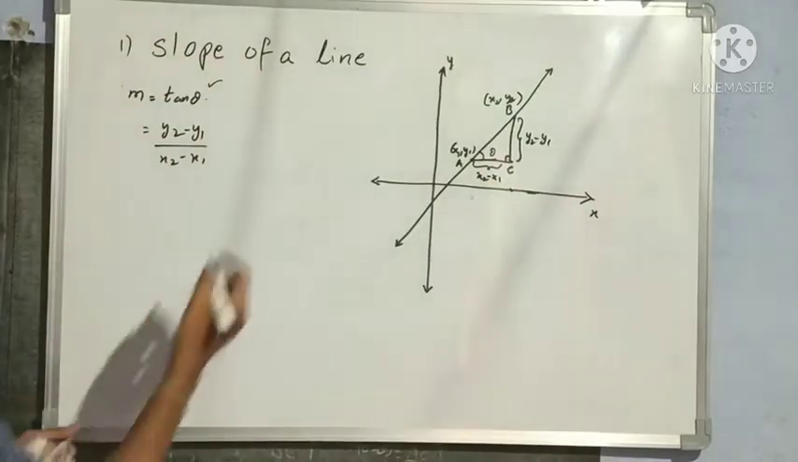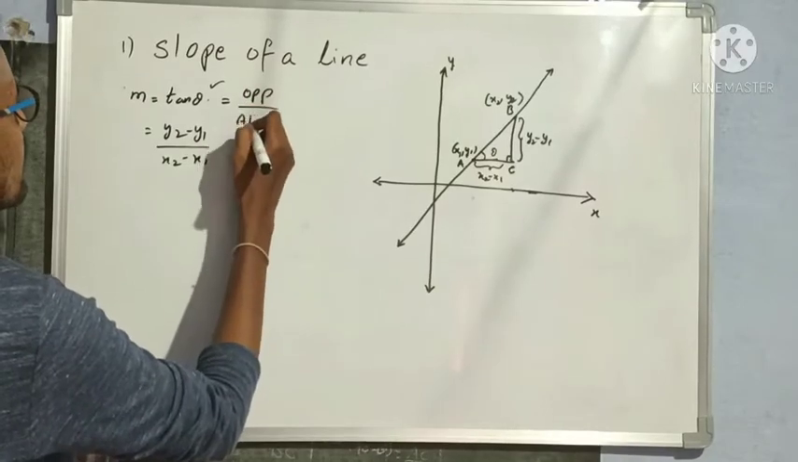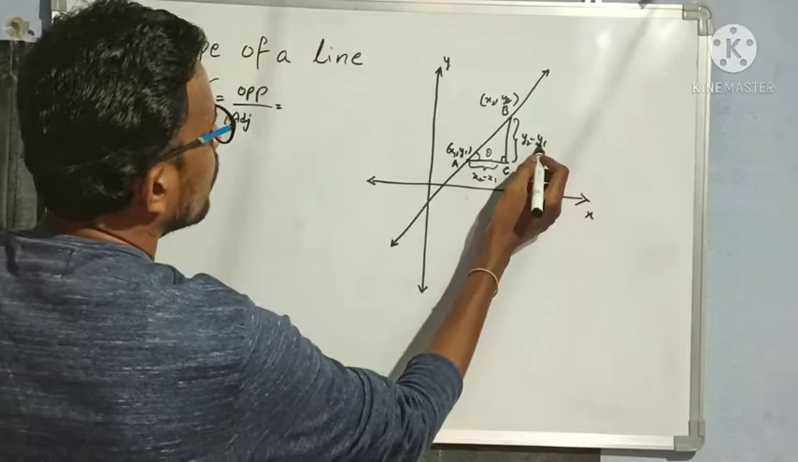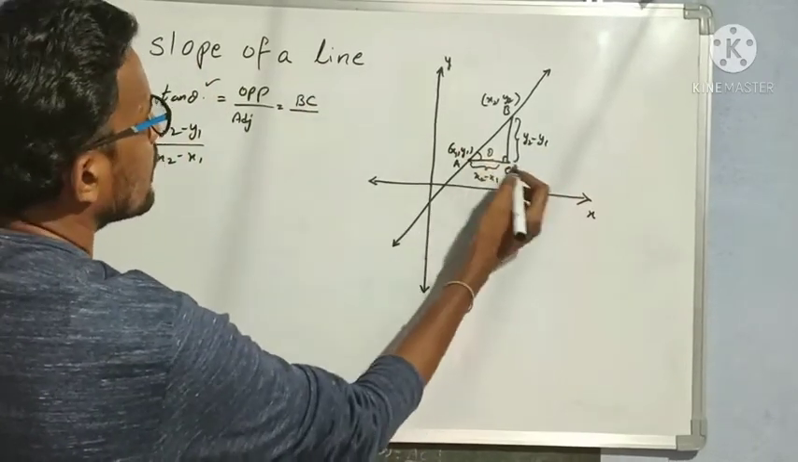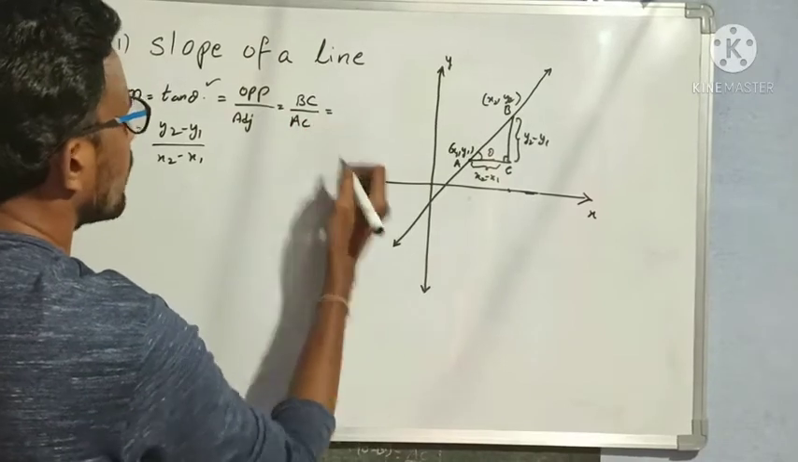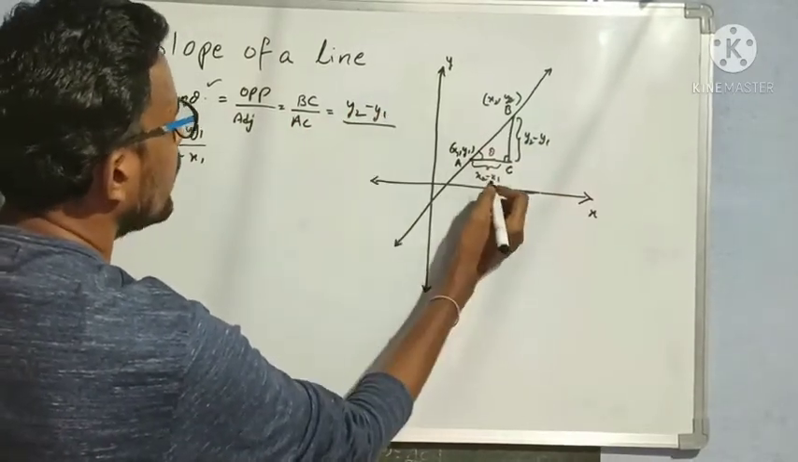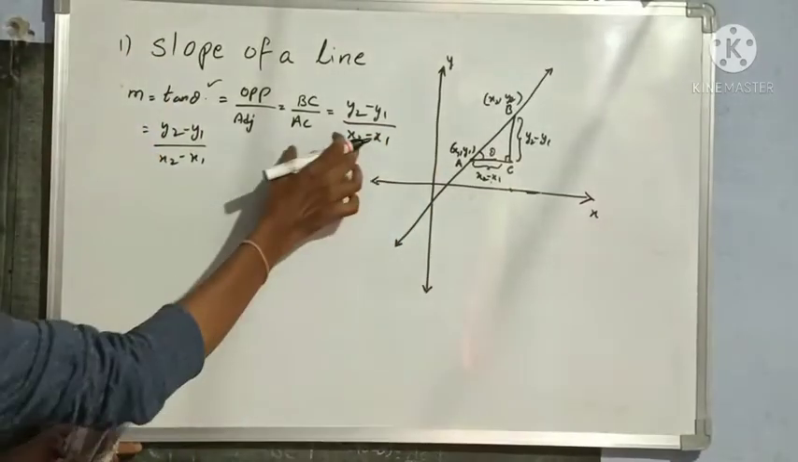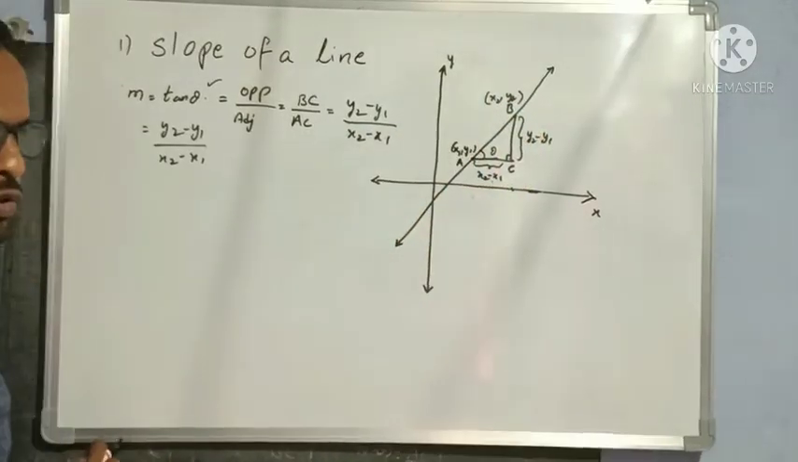And we know that the tan theta formula is opposite side by adjacent side. So what is the opposite side for this theta now? This is BC. So BC by adjacent side AC, that is equal to BC value y2 minus y1 by AC, x2 minus x1. This is how we got the formula as y2 minus y1 by x2 minus x1.